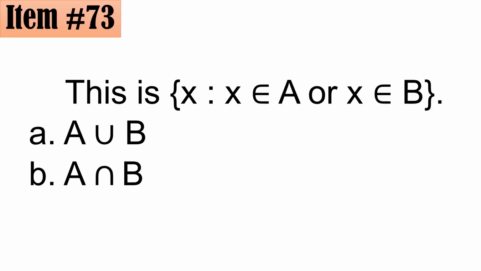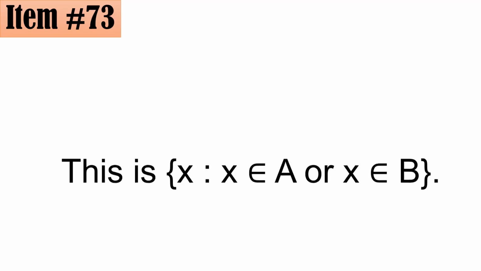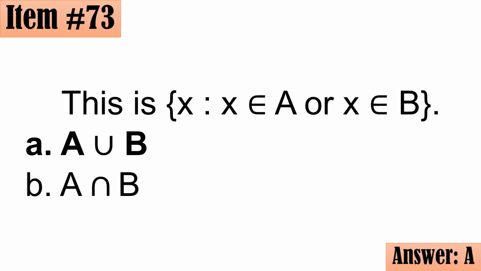73. This is the set of all x, such that, the colon is read as such that. Di ba sa iba, vertical lang yan. This is the set of all x, such that x is an element of A, or x is an element of B. Is it A, union, or B, intersection? Wow. Many answered letter A, which is union, and I agree with you on that. Letter A.